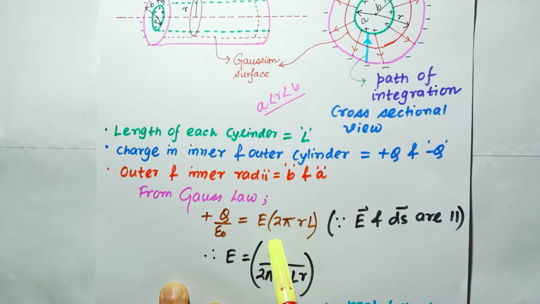It means the electric field magnitude times the Gaussian surface area. The Gaussian surface is a cylindrical one of radius r, so it has the surface area of 2 pi r l, where l is the length of the cylinder. Because E and dS are parallel to each other, I get the magnitude of the electric field as capital Q divided by 2 pi epsilon naught L r.